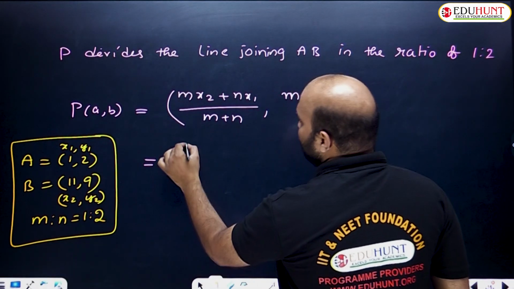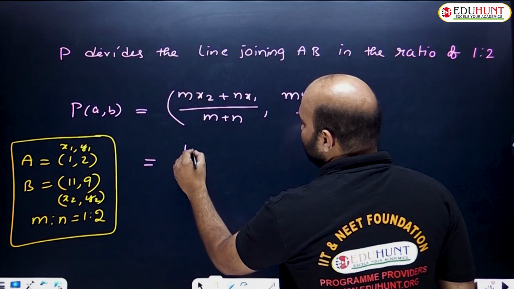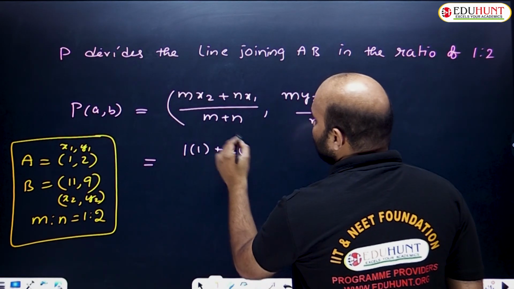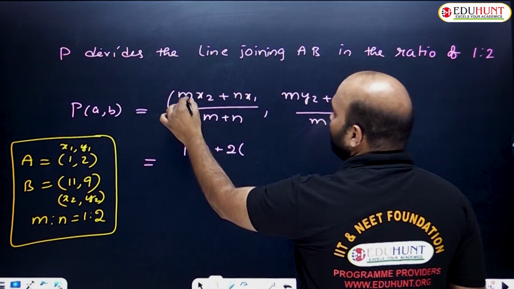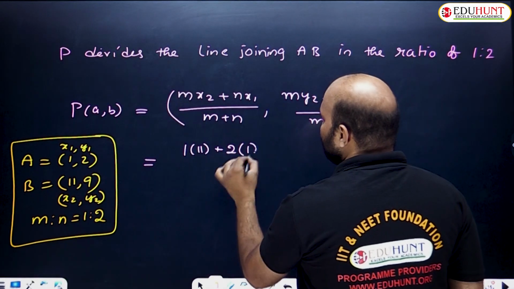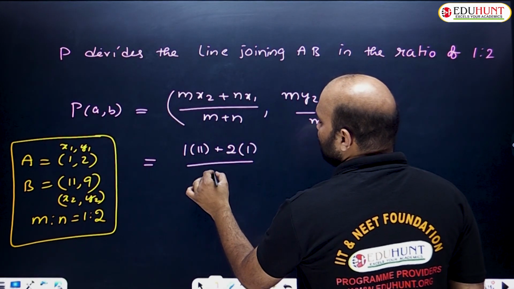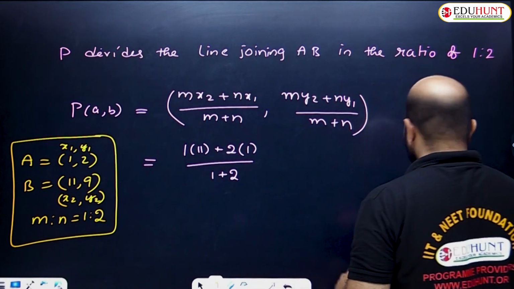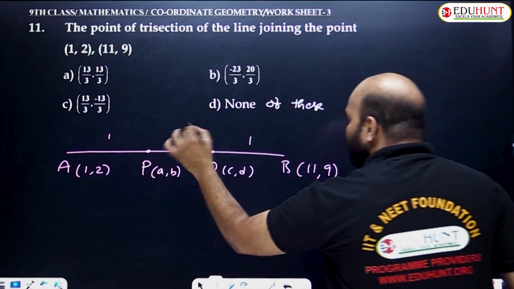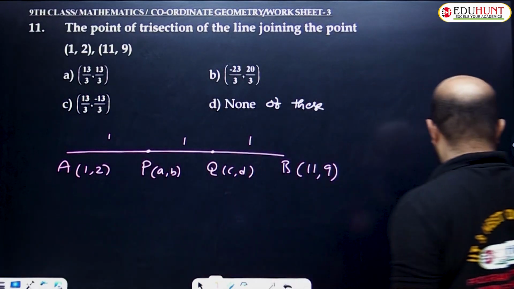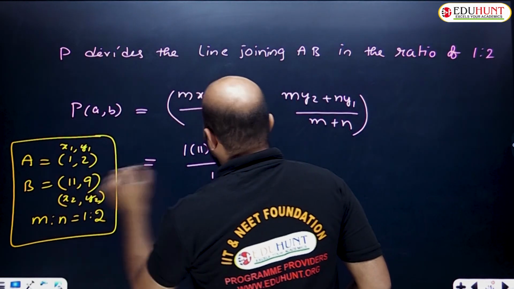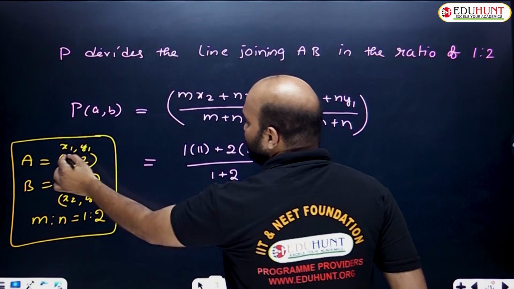So m value here is 1 into x2, 1 into 11, plus n value 2 into x1. M x2 plus n x1 whole by m plus n. What is the m plus n value? 1 plus 2. Am I clear? So clearly we need to verify it. P divides AB in the ratio 1:2. Am I clear? So m, 1 into x2 11, plus n, nothing but 2 into x1, by m plus n.